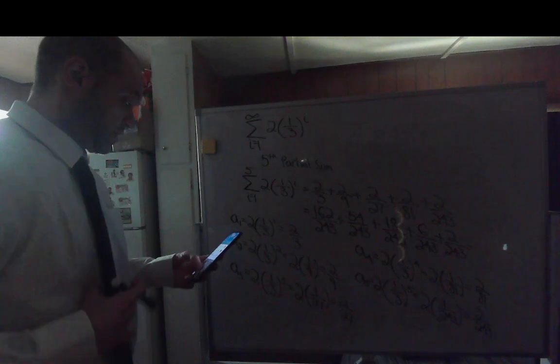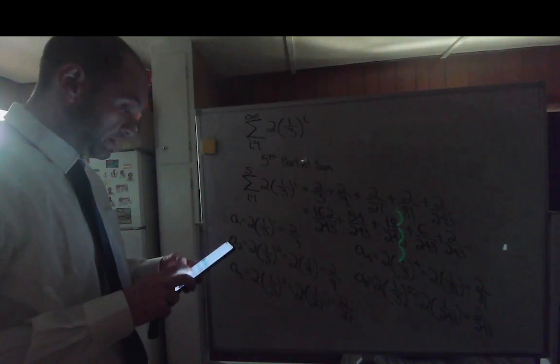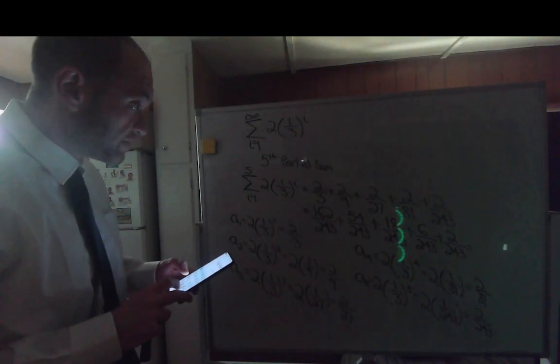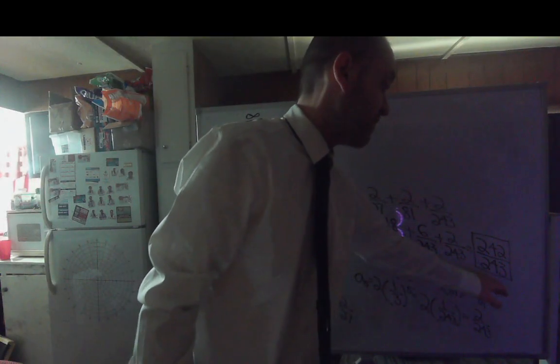Just add them all together. Let's see what we get here. 162 plus 54 plus 18 plus 6 plus 2. That gives you 242 out of 243. So just a little bit south of 1. You have just a little less than 1. But the fifth partial sum of this series is going to be 242 divided by 243.